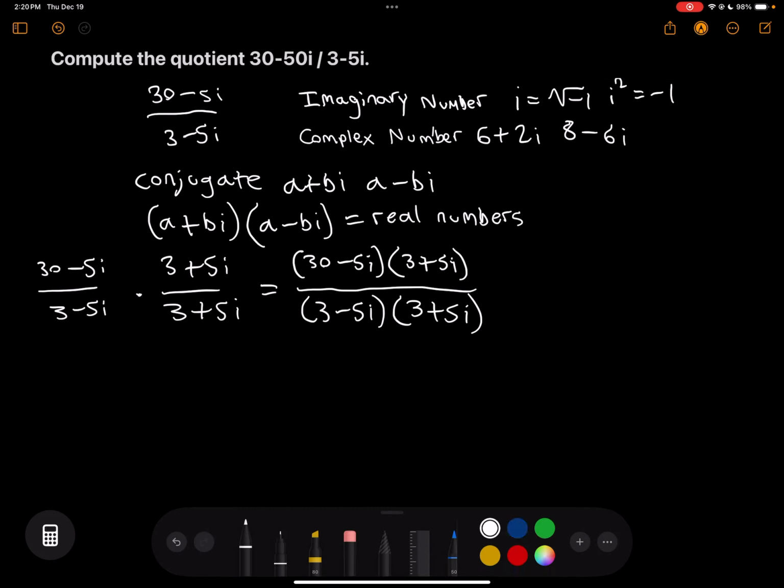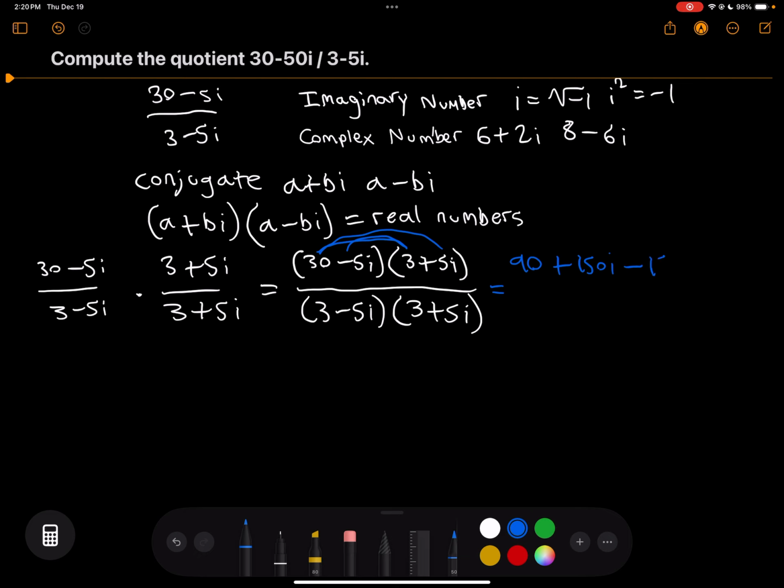Got a different color here, easier to see. So we're going to start with the top. We've got distributive property, first term. That's going to be 90. Then we're going to have outer term. That's going to be 150i. Remember the i there. Then inner term, minus 15i. And then last term, plus 25i squared. Got to make sure we've got that squared in there because we got two i's.